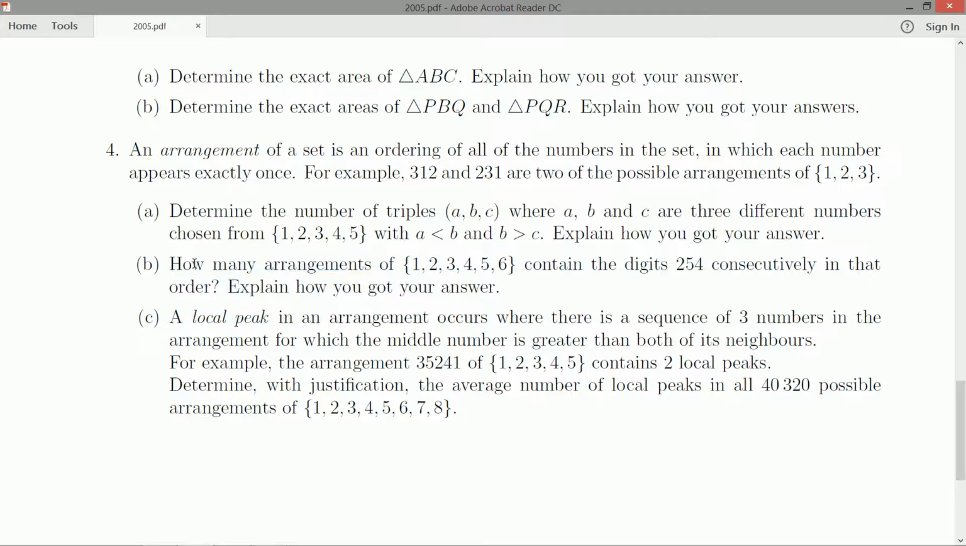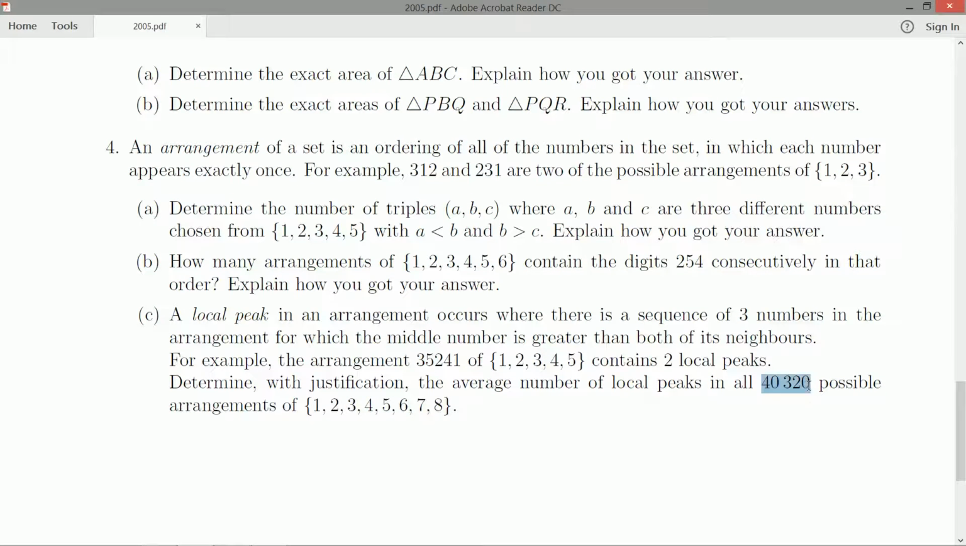All right, for C, a local peak in an arrangement occurs when there is a sequence of three numbers in an arrangement for which the middle number is greater than both of its neighbors. For example, the arrangement 3, 5, 2, 4, 1 contains two local peaks. Determine with justification the average number of local peaks in all 40,320 possible arrangements of 1, 2, 3, 4, 5, 6, 7, 8. Okay. So, first I'd like to speak a little bit about why it's 40,320 possible arrangements.